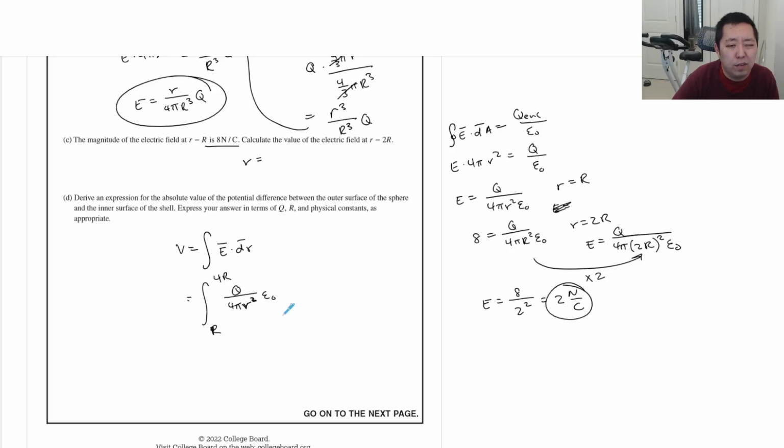And what should I do? Should I find Q? Maybe it would be helpful to find Q. Let's say Q is equal, from this expression here, to 32 pi R squared epsilon naught. I'm just being lazy about my calculator, so we'll just put our answer in terms of Q, but this is Q over 4 pi.